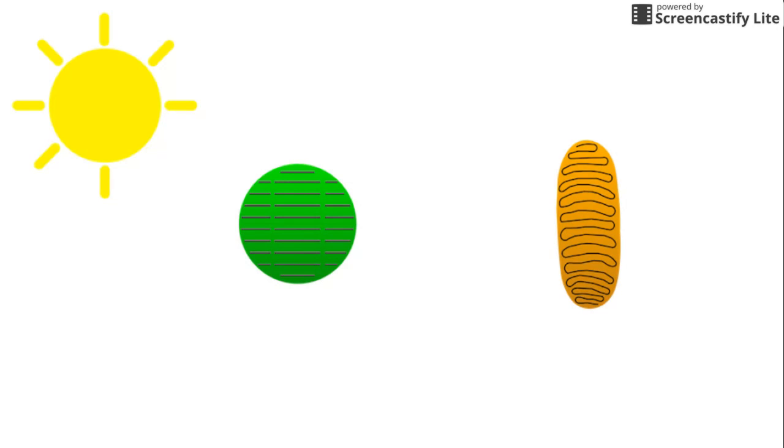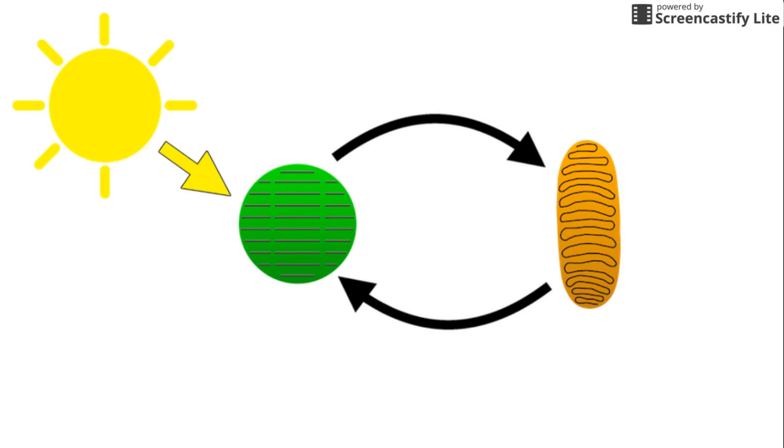Here we have the sun, and there's actually a cycle of energy that travels from the sun to the mitochondrion. Not to mention, there's another cycle of matter that goes from the mitochondrion to the chloroplast. Energy is released from the mitochondrion in the process. I will talk about this energy later in the slideshow.